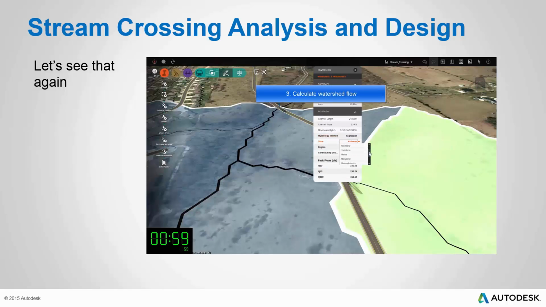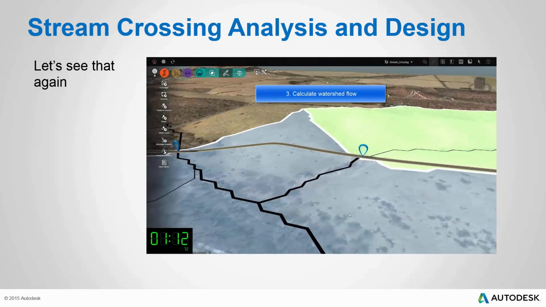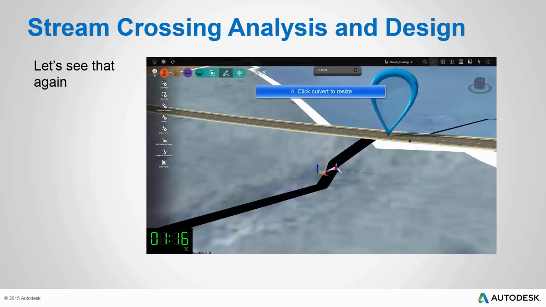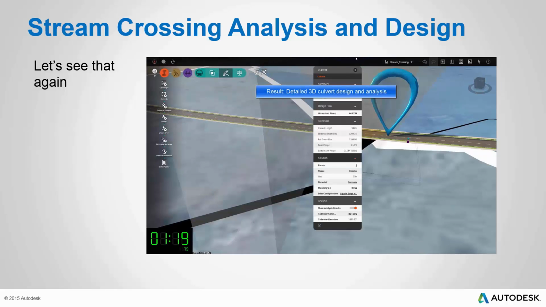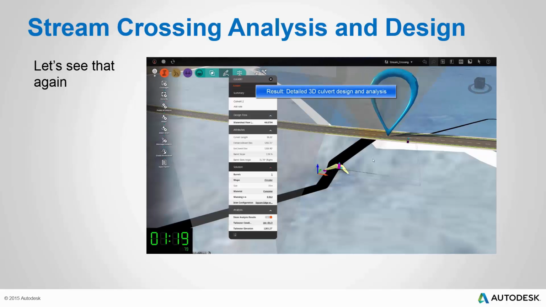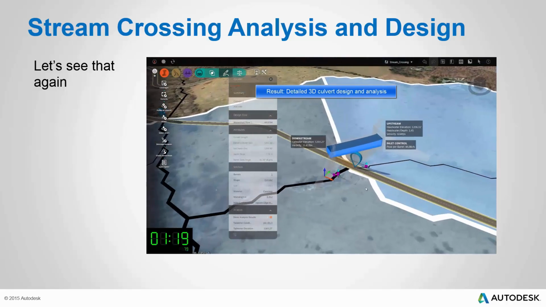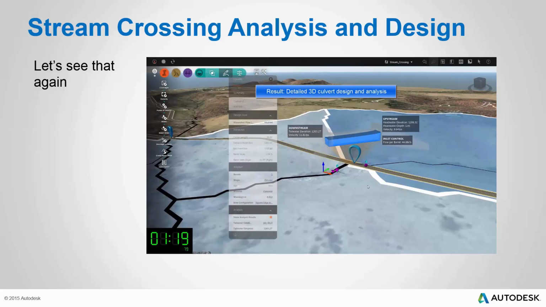Next, we click on the watershed contributing to that culvert, and we choose a method for calculating flow. In this case, we're using the regression method and choosing the right settings for the part of the country that we're in. And then once we've got that flow established, we simply click the culvert and it will automatically resize it to be able to handle the flow that's been calculated. The result that we get is a detailed 3D culvert design, not to mention a 3-dimensional analysis.